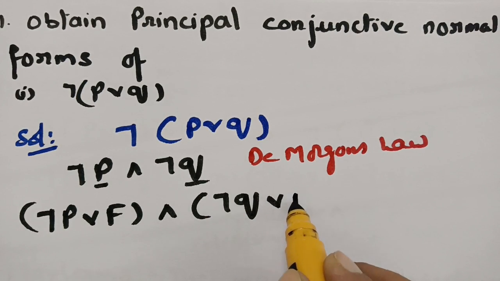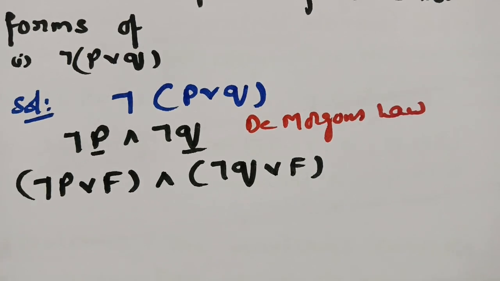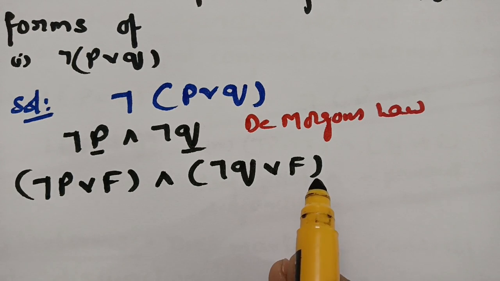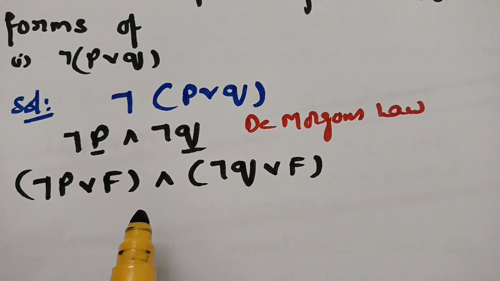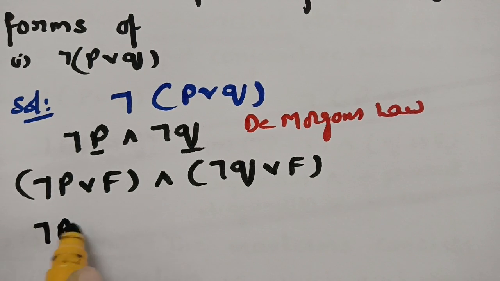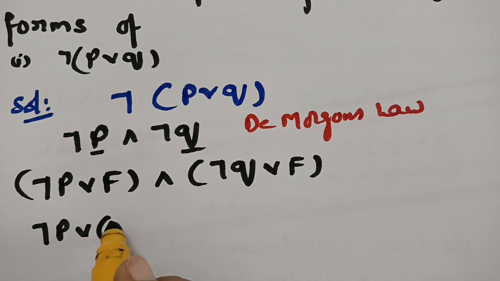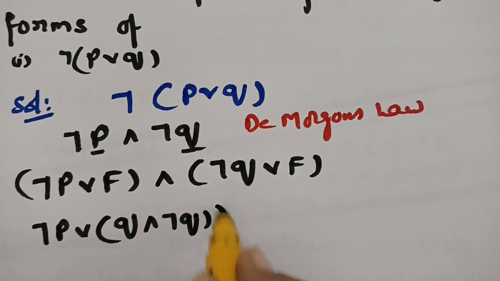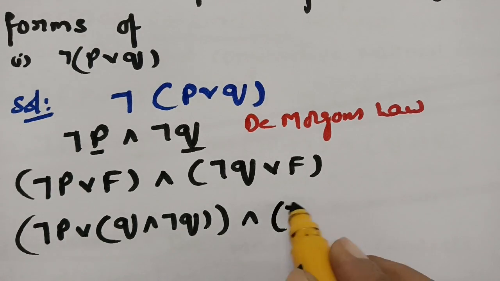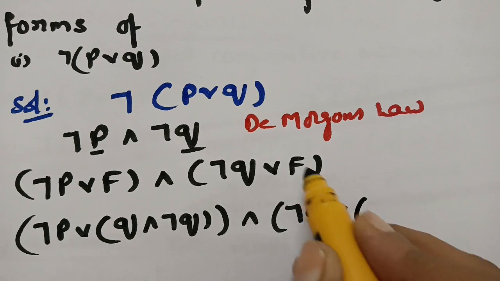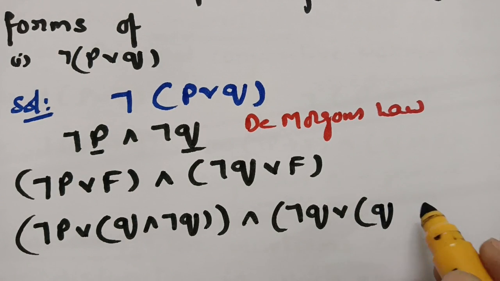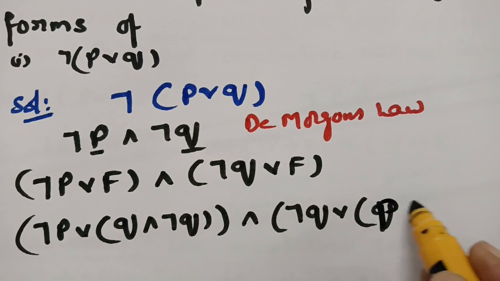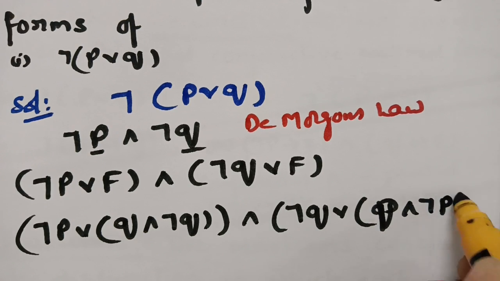So this is again false. After using the identity statement, in place of F I am writing what is missing. Q is missing, so that is Q and negation Q. And this one is negation Q, or in place of F, what is missing? P is missing. So this is P and this is negation P.